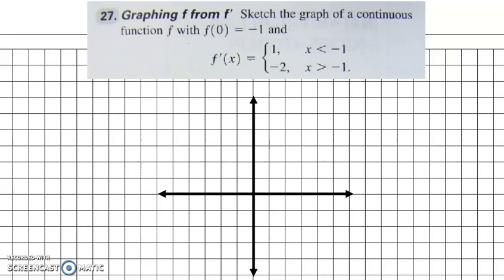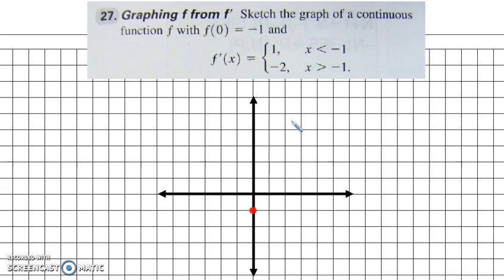In this video, I will be going over problem number 27 of page 109 in your textbook, and it's asking to sketch the graph of a continuous function f with f of 0 equal -1 and f prime of x equals 1 for x values less than -1 and -2 for x values greater than -1. So first I'm going to plot this point. The f of 0 equals -1. So that's this point here.